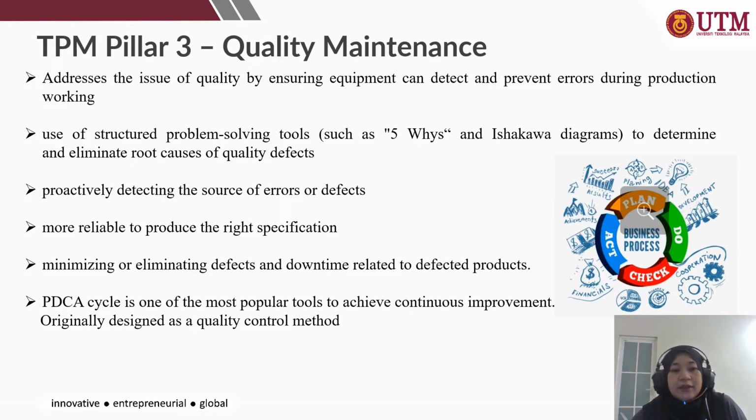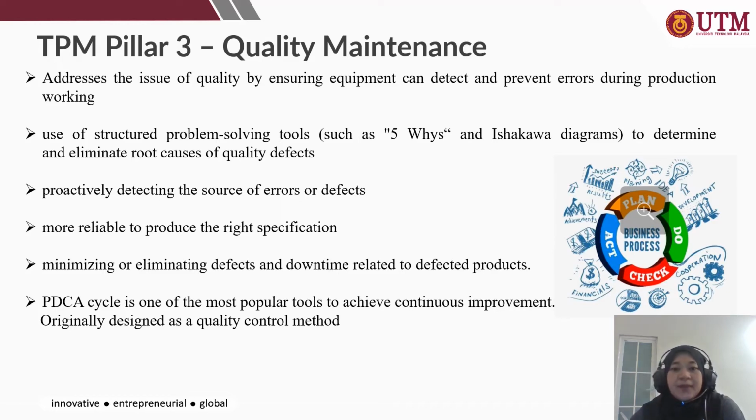The key of TPM pillar 3 is quality maintenance. This TPM pillar addresses the issue of quality by ensuring equipment can detect and prevent errors during the production work. By having this TPM pillar, it increases the habit of finding the root cause of the problems instead of directly rectifying the defects of the equipment.